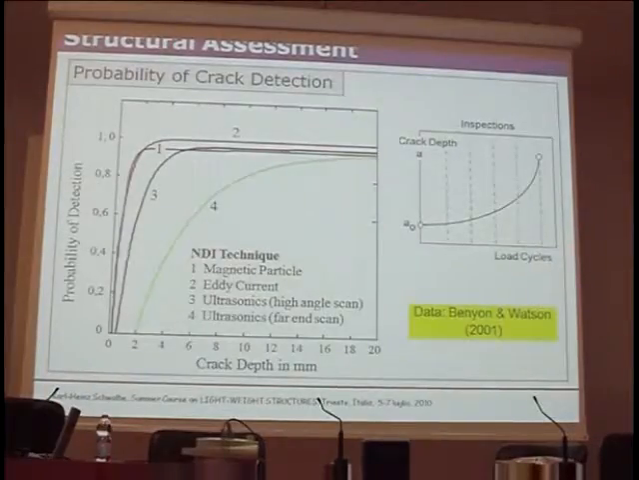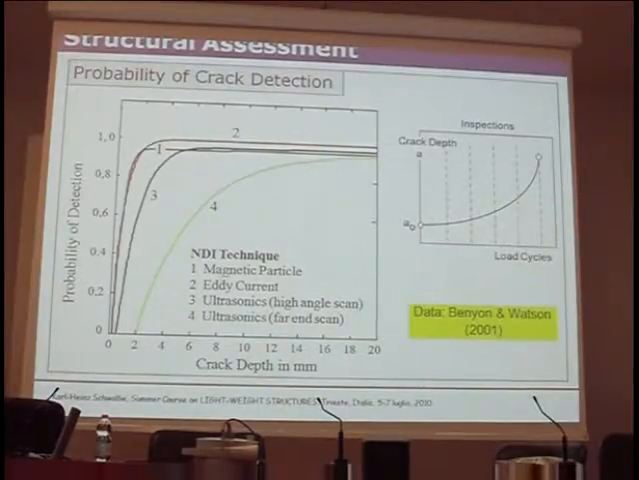And here's the interesting diagram which was obtained on railway axles. Here's the crack size, and here's the probability of detection. 4 different techniques, NDI techniques were used: magnetic particles, eddy current, ultrasonics, high-level scan, and ultrasonics is the far-end scan.